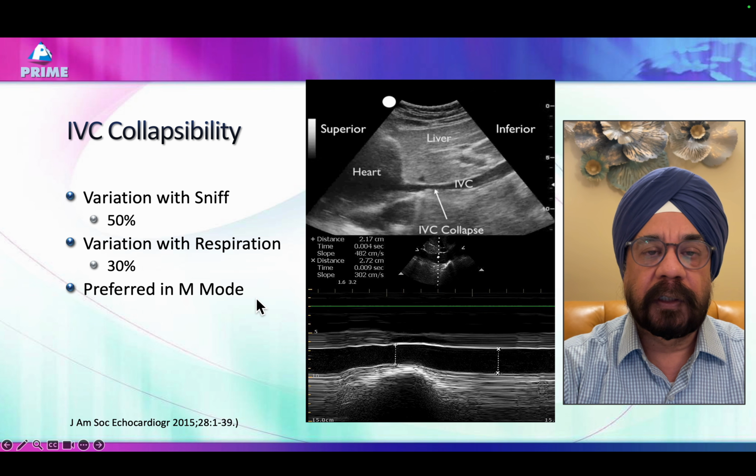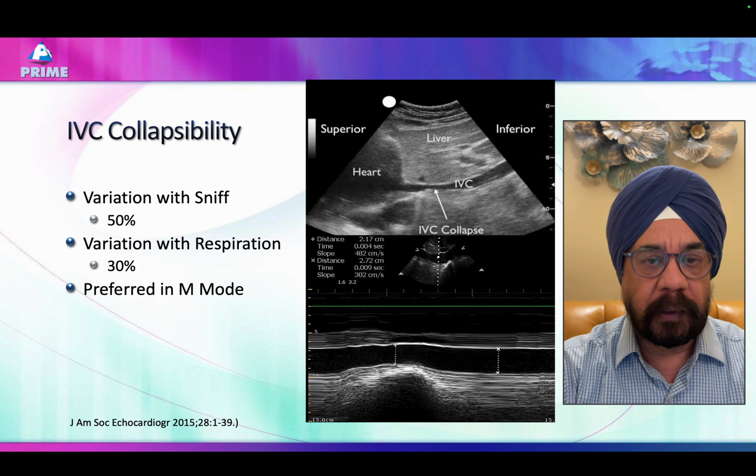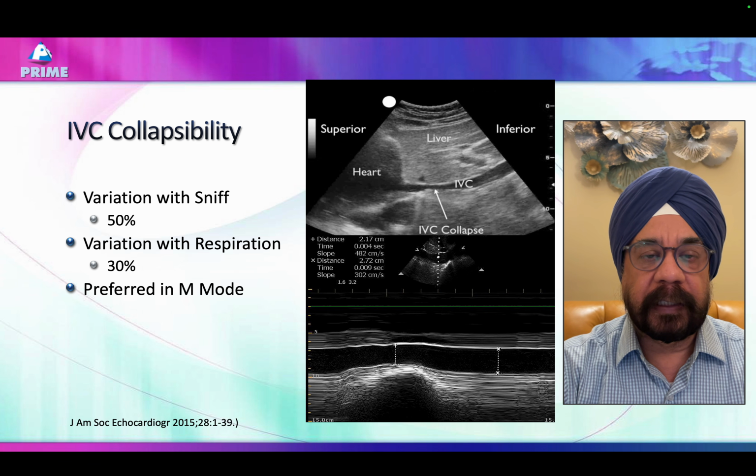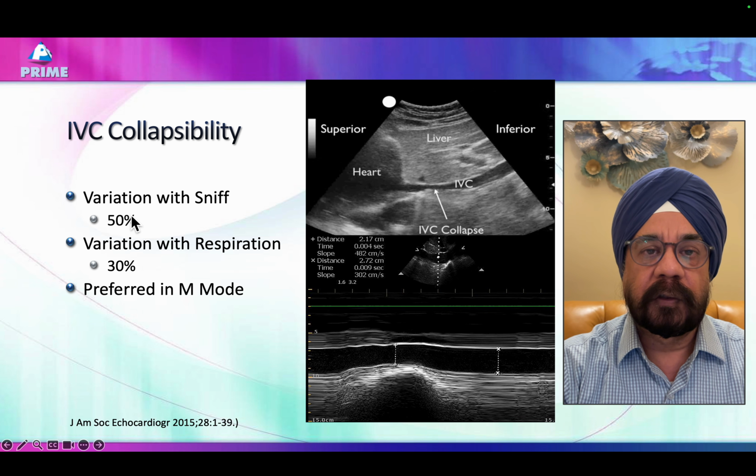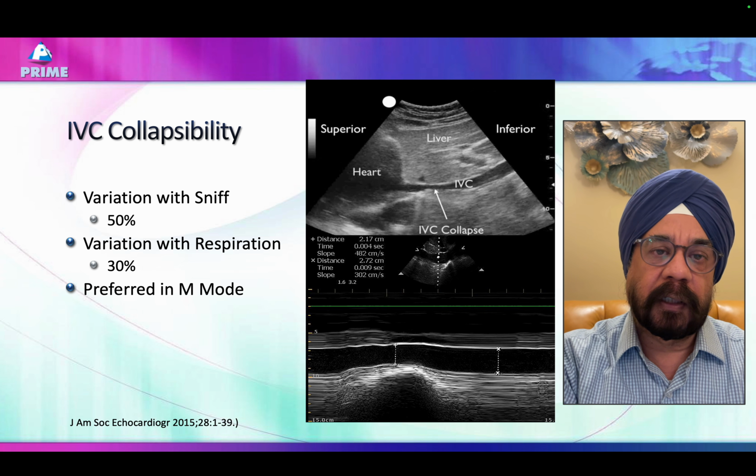And then we see, one, we take a diameter to see whether it's dilated or a normal size. Two, whether it's collapsible or not. If the pressures are high, it would not be collapsible. So collapsibility is seen by 2 methods. By a quick sniff, if there is more than 50% reduction in the size, it is collapsible. And in deep inspiration or in quiet respiration, if there is a 30% change in the diameter, we say that the IVC is collapsible.